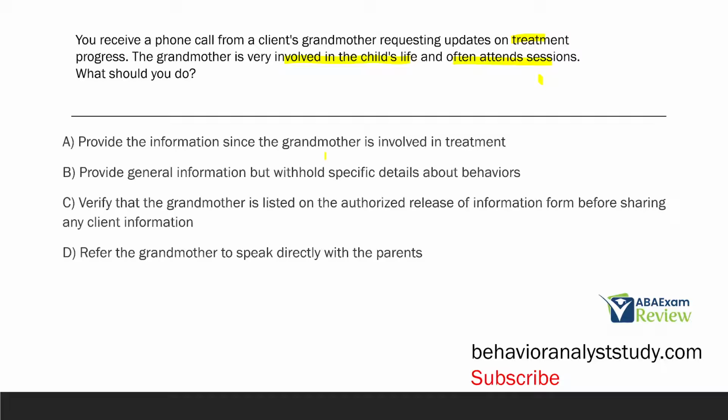C, verify the grandmother is listed on the authorized release of information form before sharing any client information. Yes, and it seems obvious, but on the test, the ethics a lot of times seems too obvious, right? Because in real life, things don't always go according to plan, so to speak. On the exam, we need to play exactly by the book and what we should do. D, refer to the grandmother to speak directly with the parents. No, we just want to verify grandma's on an authorized release of information, and once she is, happy to provide updates.